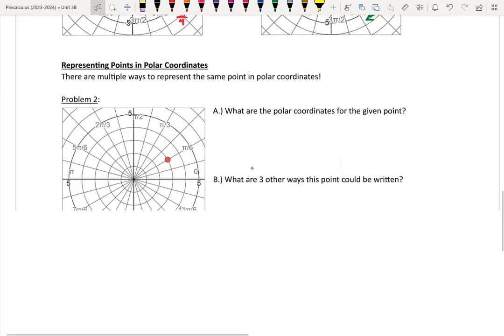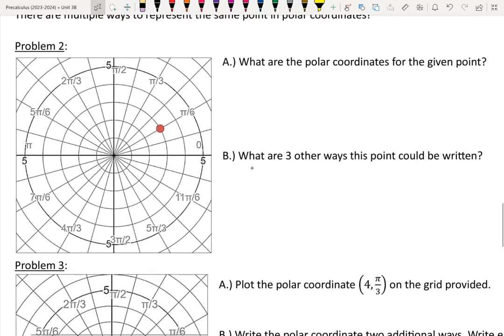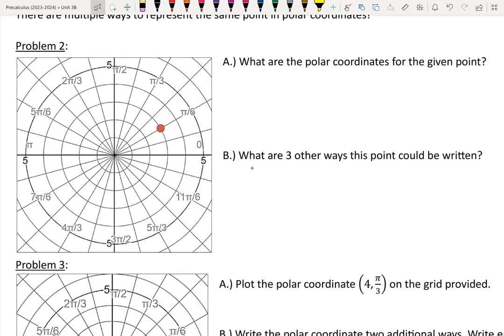So I want us to look at problem 2. We have this point here. It's this one here. First off, problem A, what are the polar coordinates for that given point? So go ahead and jot them down again, r comma theta. What would be the polar coordinates of that point? So what angle are you at? What is your radius out from the origin, the distance from the origin?